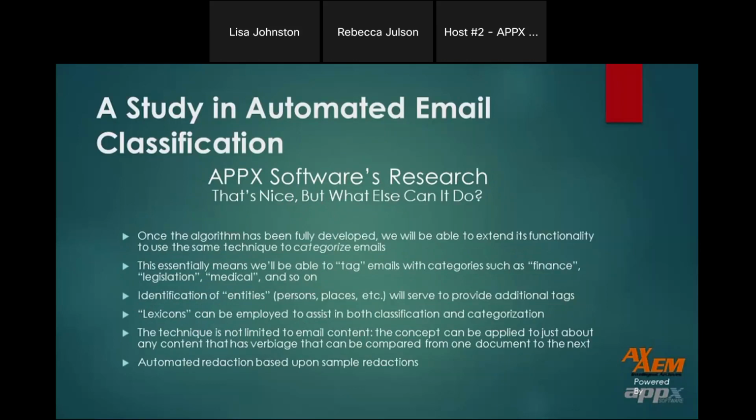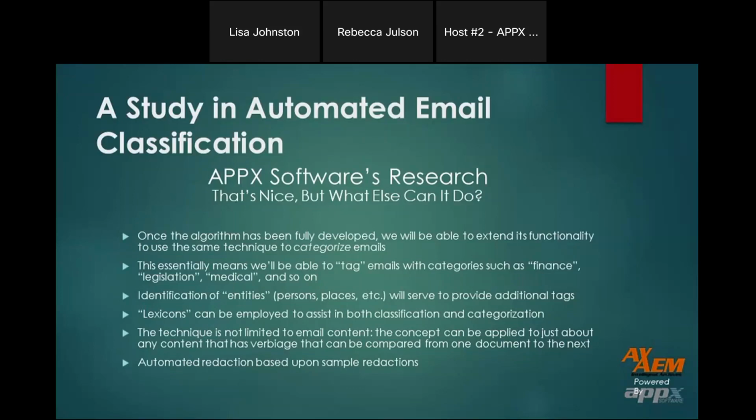Now, once the algorithm has been fully developed, we should be able to take that functionality and extend it to use the same technique to actually categorize emails. Classification and categorization are obviously closely related, but categorizing, think of it more like tagging emails. So what are the topics that email touches on? And so with this type of a classifier, we could tag certain things within a collection of trial emails and use that then to help us in tagging additional emails.